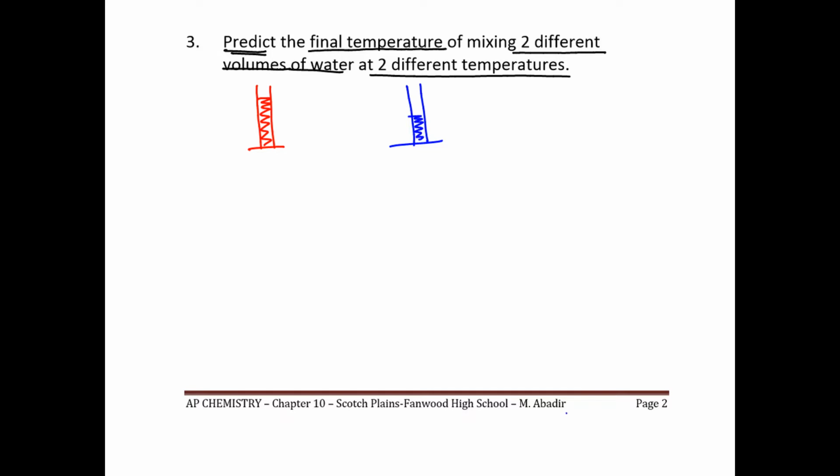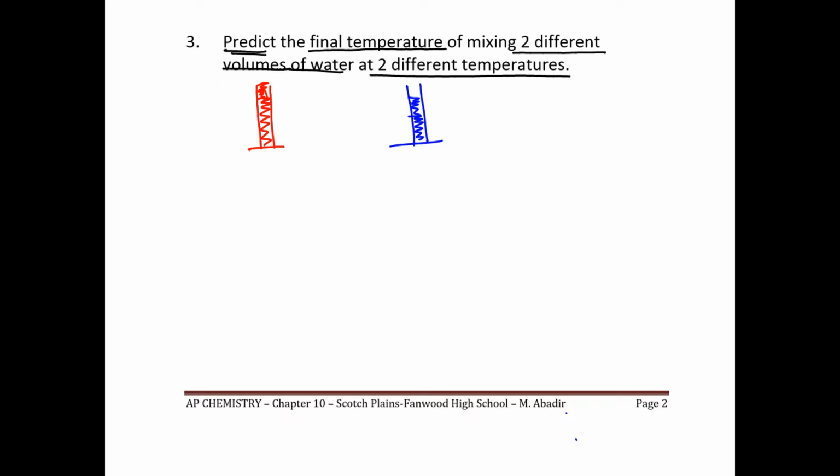Let's say you had the same amount to start with, just to make it easy. If you had the same volume at different temperatures and you mix these two together, all you'd have to do is take the average of these two temperatures, and of course the average would be what you'd have at the end. But let's suppose you had a different amount. Perhaps you had more of the hot water. And now you want to realize, well, what's the final temperature going to be?